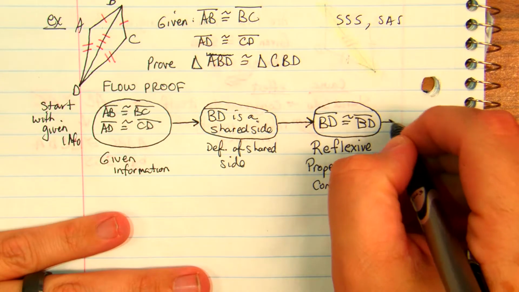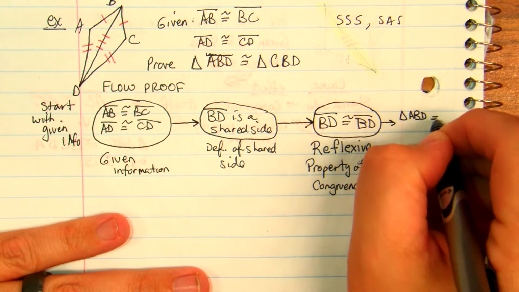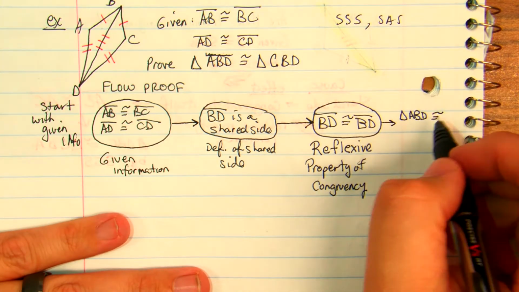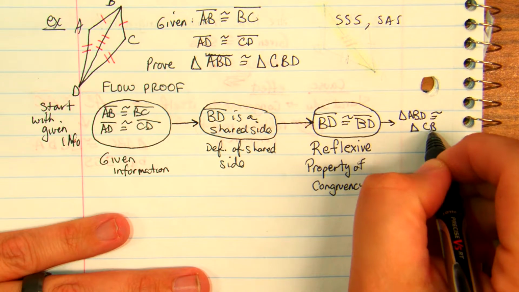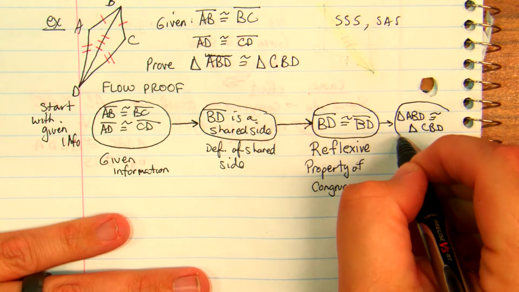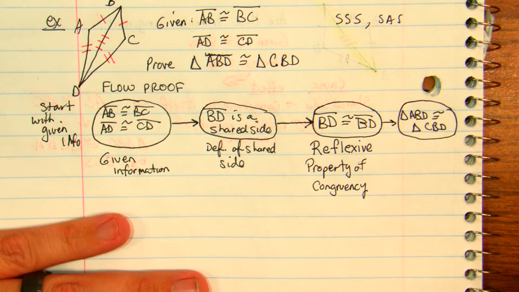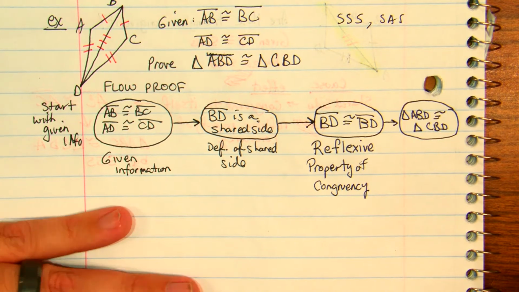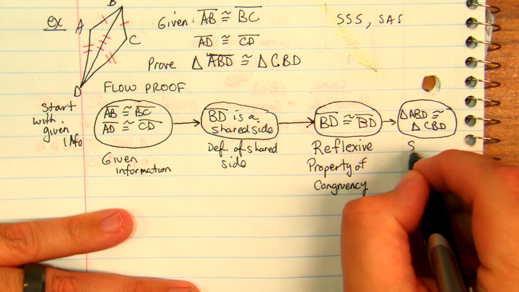So triangle ABD is congruent to, and I'm running out of space, so we'll write it like this, CBD. What's the reason why? We have 2 tests right now. We have side, side, side, and side, angle, side. So which one of them is going to work in this case? Side, side, side. So we get side, side, side.